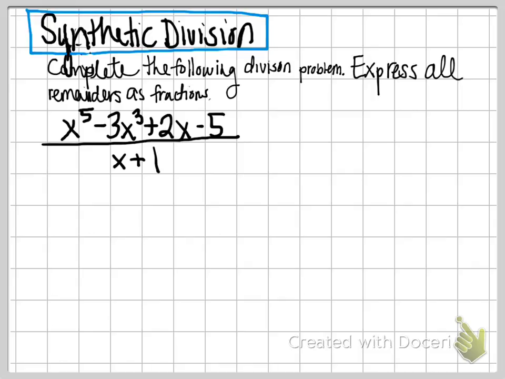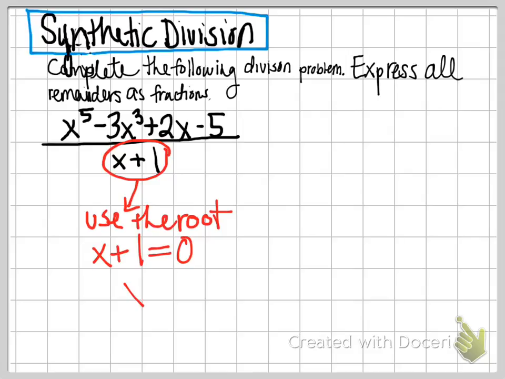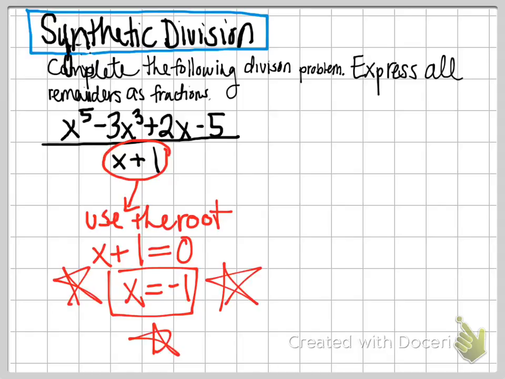So with synthetic division, the only difference, well, there's a lot of differences, but the problem is set up the same way in the beginning, right? The big difference is we have to use the root, not the factor. So you want to solve whatever's there, set it equal to 0, and you're going to get x equals negative 1. So this is super important only when using synthetic division, okay? So if you're using synthetic division, make sure you find the root or it's not going to work, all right?